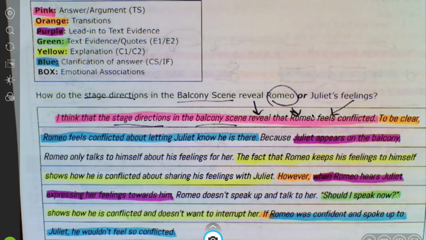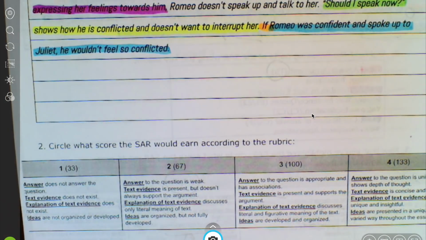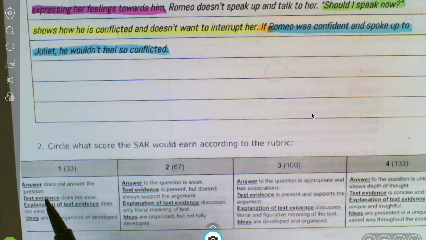So I noticed that there's some extra stuff in here, and there's also some stuff missing. So I just want us to see what this would be graded like on the rubric, and then we're going to go in and we're going to fix it. All right, so if we drop down to the rubric at the bottom of this page, let's look at it and score it. One says that the answer does not answer the question.